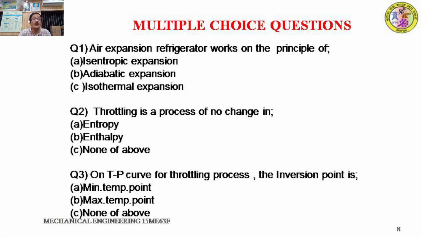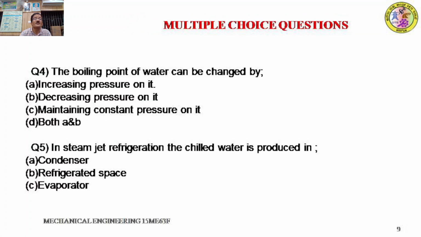Okay. On the TP curve for throttling process, the inversion point is a minimum temperature point, maximum temperature point, none of the above. So just imagine that TP curve. So it is the highest temperature point. Therefore, it is answer B, maximum temperature point. Okay. We shall take up question number 4. The boiling point of water can be changed by increasing pressure on it, decreasing pressure on it, maintaining constant pressure on it, both A and B. What is your answer? This is option 4, both A and B.